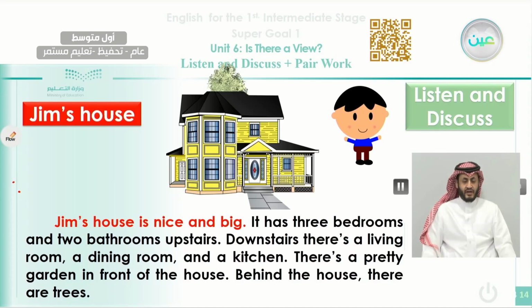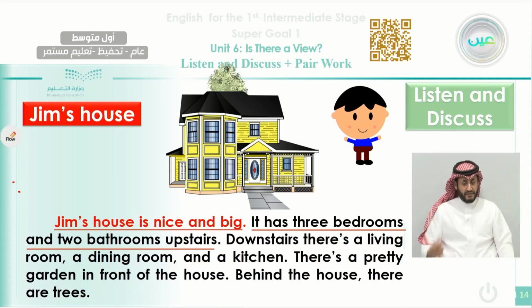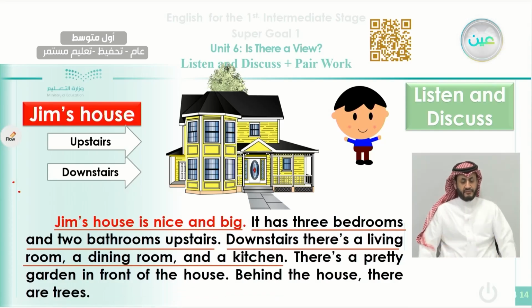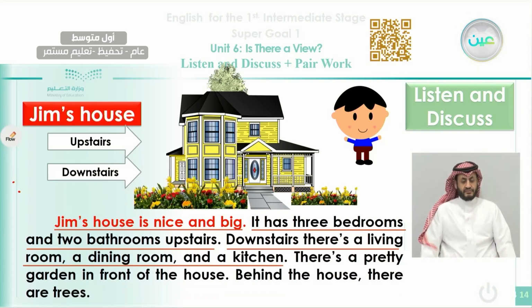Jim's house. Jim's house is nice and big. It has 3 bedrooms and 2 bathrooms upstairs. Downstairs there is a living room, a dining room, and a kitchen. There is a pretty garden in front of the house. Behind the house there are trees.